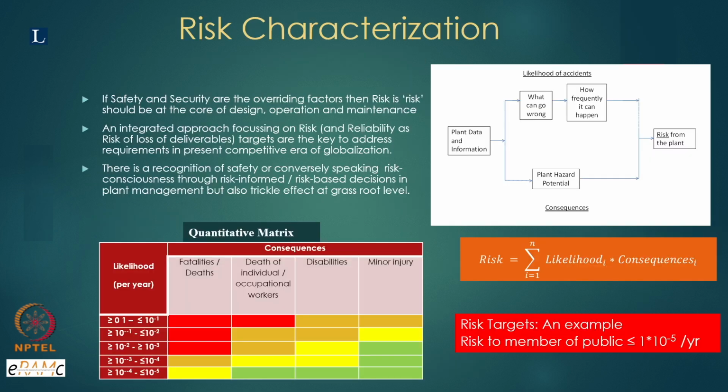Okay. So, now before we go ahead, let us pause and discuss what is risk and what is risk characterization. This is one of the simplest figures, plant data and information. So, we have a plant here, and from there we have data, and we have to ask the question what can go wrong and how frequently it happens. And on the other hand, we have to ask what are the plant hazard potentials.